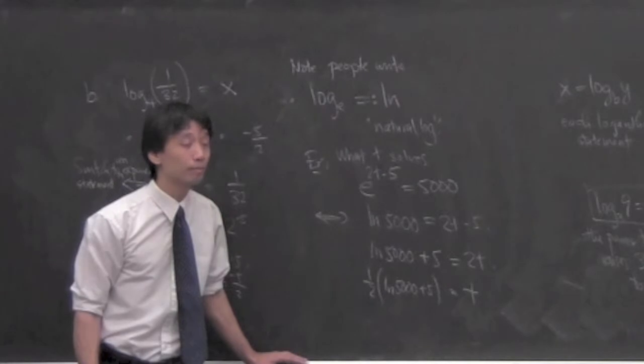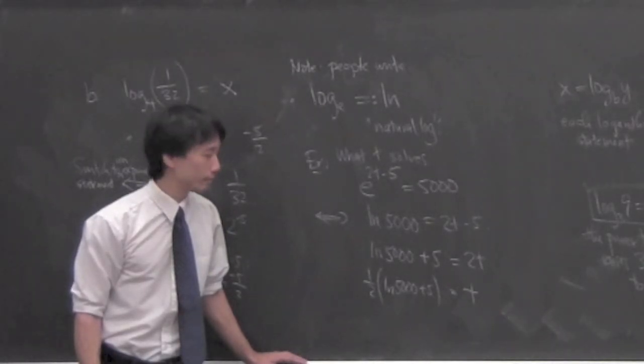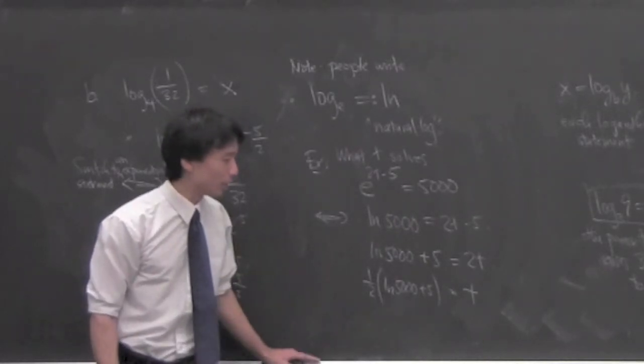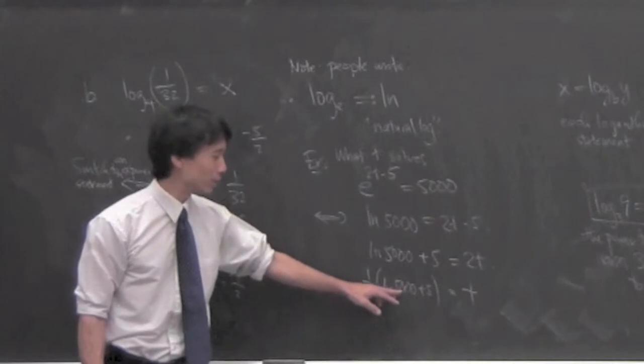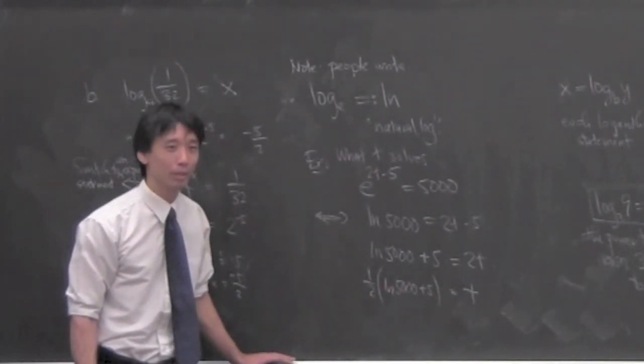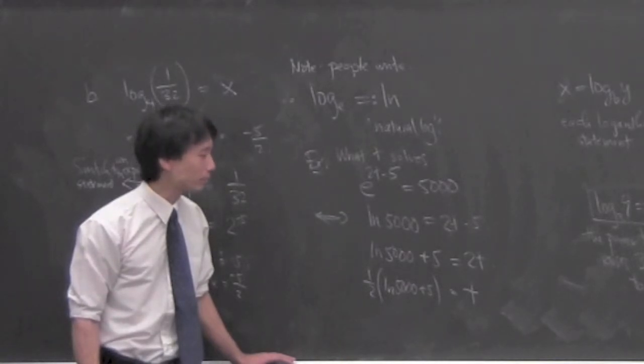Carol? So we're just going to leave it in that state, that half natural log 5,000 plus 5. So we don't have to solve past that? Right. At this point, it becomes a calculator problem. You just plug in 5,000 into your calculator and it will give you some number. Okay.